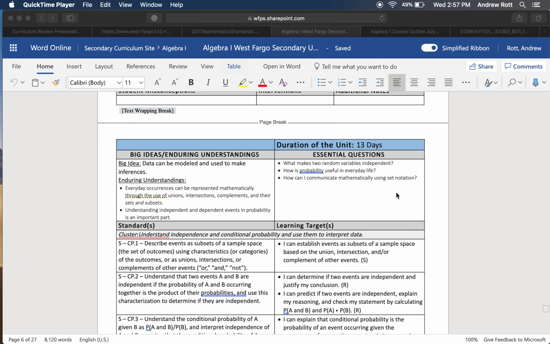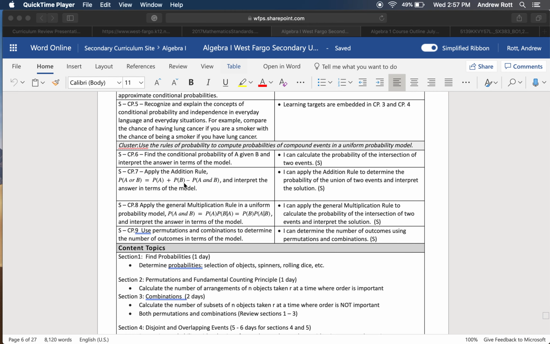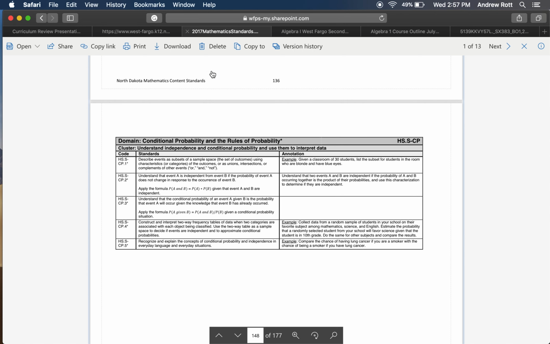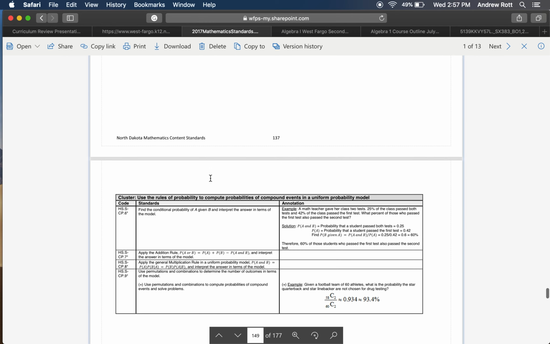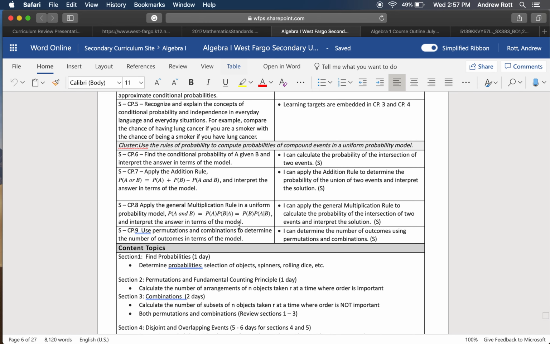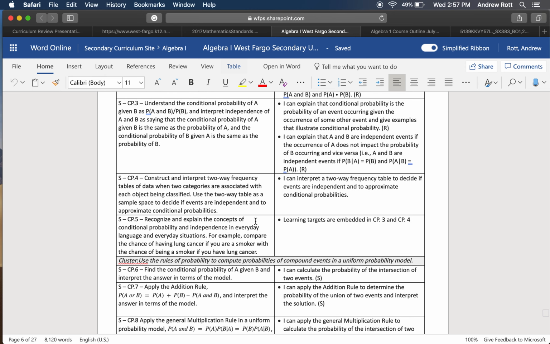Looking at the alignment to the standards, here's all the standards. CP1, so we're in the statistics, conditional probability. There are 9 standards here, and if you take a look at the North Dakota Mathematics Standards, they also have 9. So they're all there, and I feel like that is the strongest part of this curriculum: our alignment to the standards and their placement and emphasis. I feel like we really succeeded in meeting those needs.